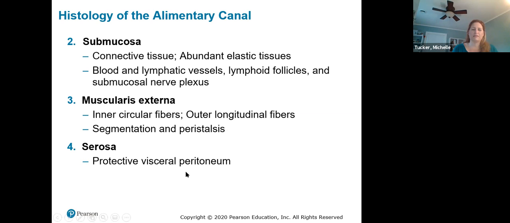The serosa for most organs is going to be the visceral peritoneum. So we talked about those serous membranes of the peritoneum. In certain organs, it is replaced by something called the adventitia.